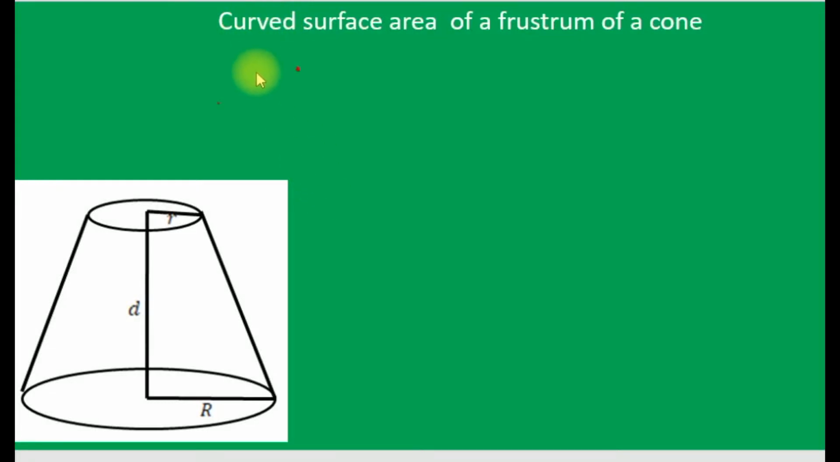We're asked to find the curved surface area of a frustum of a cone. So the first thing we'll do: curved surface area is always pi r l, where l is the slant height. So we need to complete the cone.